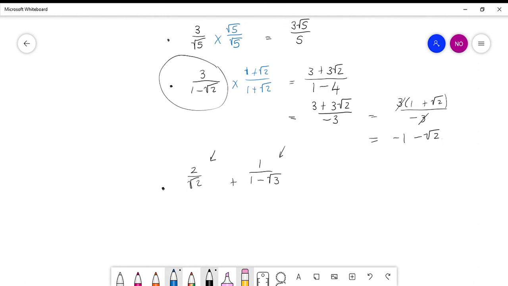So I can say, here I'm going to multiply by root 2 over root 2. And here I'm going to multiply by 1 plus root 3 over 1 plus root 3. I didn't do anything illegal.